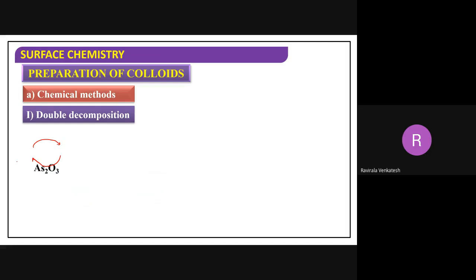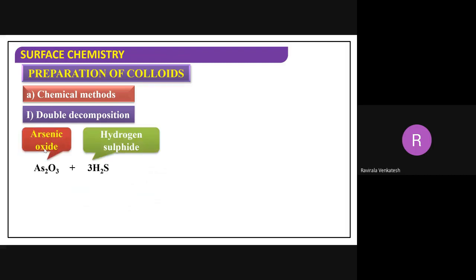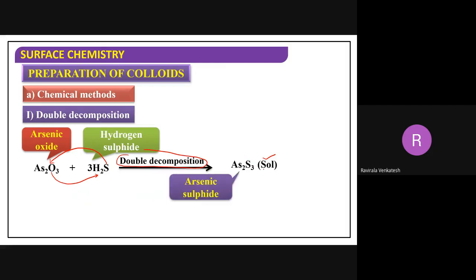Now let me take one example here: arsenic oxide reacting with hydrogen sulfide to give arsenic sulfide. This is the colloid we are going to get in this solution. It is called a double decomposition reaction. What happened here? The sulfur and oxygen displaced like this. So arsenic oxide, when reacted with hydrogen sulfide, gives arsenic sulfide. This is the double decomposition method for the preparation of colloids.